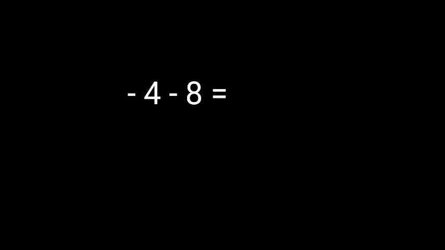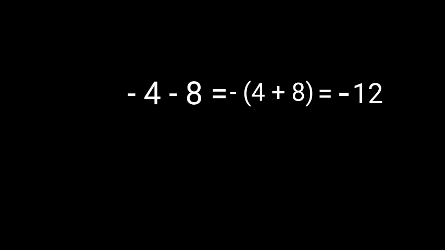Case 2, first integer is negative. Let's have this problem. Negative 4 minus 8. There's a trick in solving this problem. First we add the two integers, then put a negative sign in the result. 4 plus 8 is equal to 12. Then we put the negative sign, so the answer is negative 12.